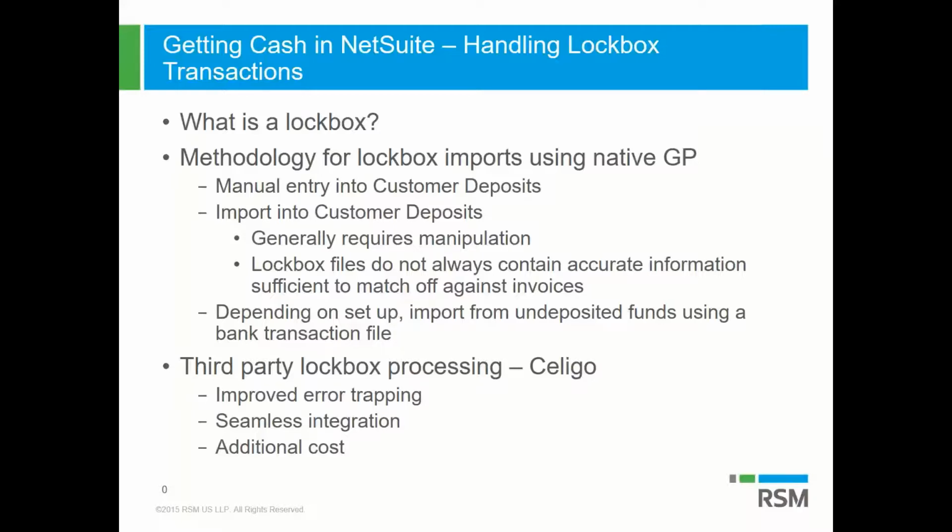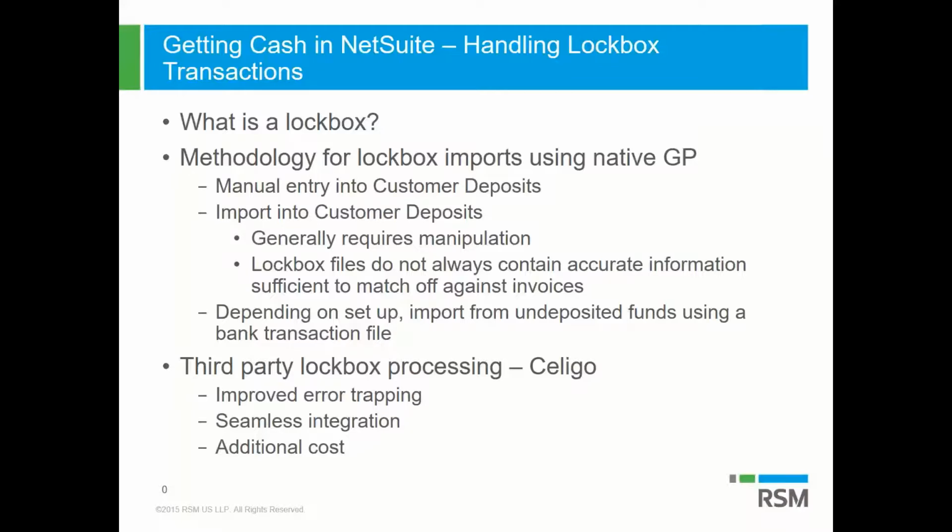So the methodology for lockbox imports using native NetSuite. Native NetSuite isn't super good about handling lockbox. Part of the thing with lockbox is that for many banks, the native export of the information from the lockbox is a BAI or a BAI2. It's getting better to where they will send you CSVs or Excel information that you can download, but parsing a BAI or a BAI2 can be pretty ugly.